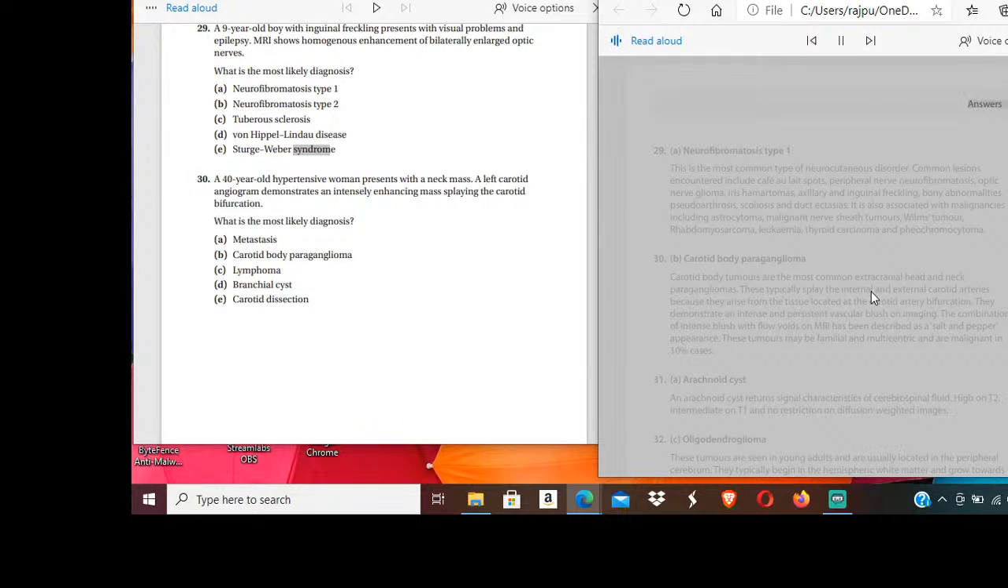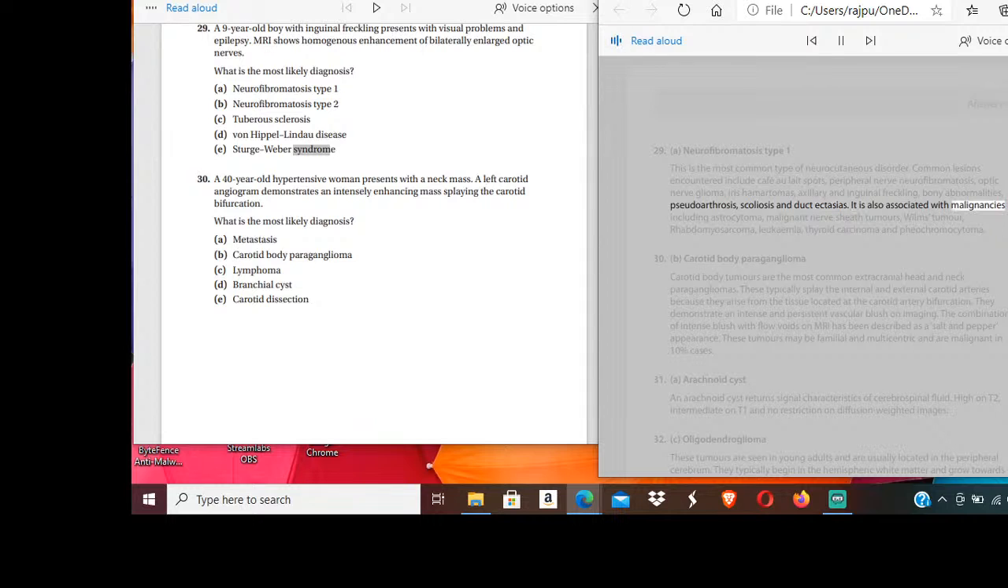Answers. 29. A. Neurofibromatosis type 1. This is the most common type of neurocutaneous disorder. Common lesions encountered include café au lait spots, peripheral nerve neurofibromas, optic nerve glioma, iris hamartoma, axillary and inguinal freckling, bony abnormalities, pseudarthrosis, scoliosis and dural ectasias.